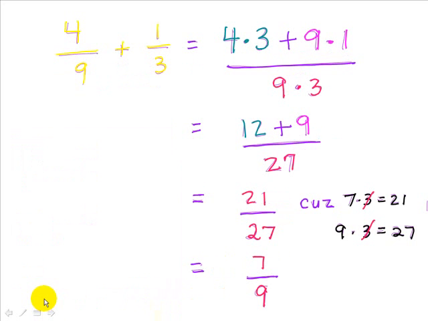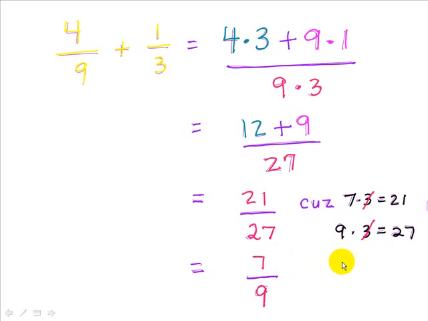Here's another example. We have 4/9 plus 1/3. We again cross multiply 4 times 3, add to that 9 times 1, divide by 9 times 3. So 4 times 3 is 12, 9 times 1 is 9. Going to add those together and get 21. 9 times 3 is 27. And then we notice that 21/27 is not reduced because they both have a 3 in them. Because 21 is 7 times 3 and 27 is 9 times 3. So we cancel 3's out, leaving us 7/9.